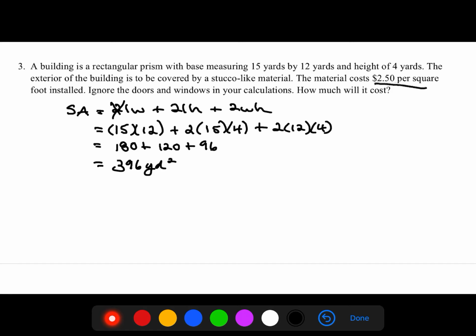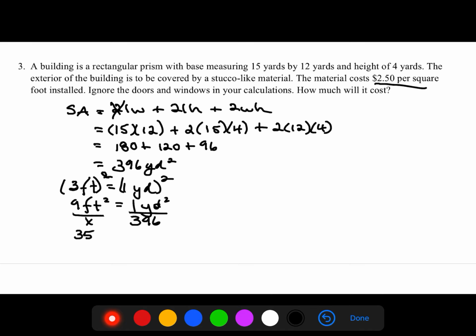But now notice that when we look to see, it costs $250 per square foot. If we don't change this to square feet, our number is going to be way off. So we're going to start. We have 3 feet is equal to 1 yard. We're talking square units. So we're going to square our conversion, which means we're starting with 9 square feet is equal to 1 square yard. And we know that we have 396 square yards. We want to know what it is in square feet.